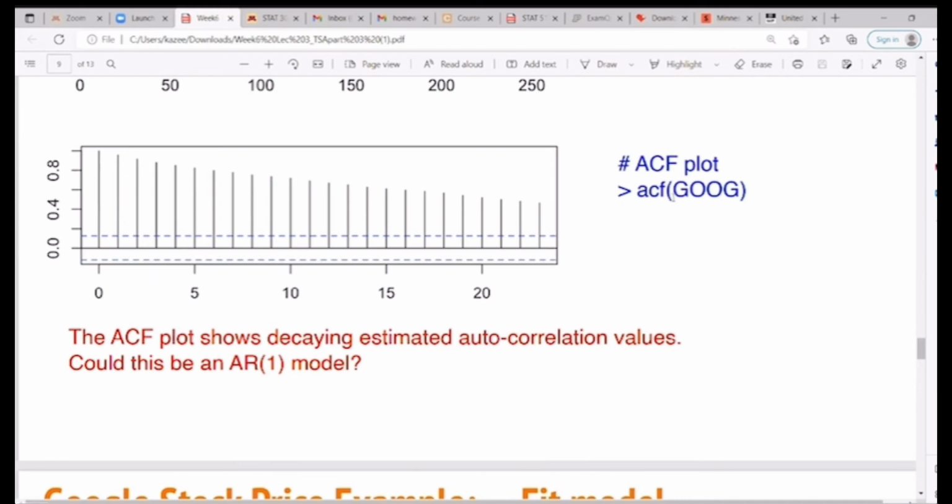Based on the ACF plot, I can see that as lag increases, the ACF is going down, and of course that could be an AR1. The fact that we say this and we are suspecting that it is going to be an AR1, well, after fitting the AR1, we're still going to investigate whether it is truly AR1.